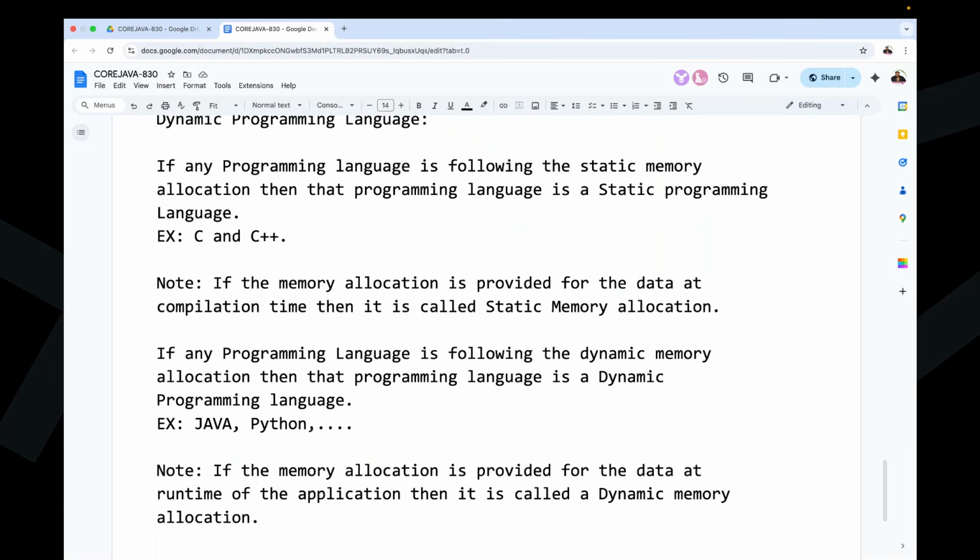Right, now tell me, observe carefully. In a static memory allocation, what is going to happen? Whether we are going to use that memory or not, that doesn't matter. Total memory is going to be allocated. For example, in static memory allocation, if you provide 10 bytes of memory, then there is no guarantee of using 10 bytes of memory at runtime. You may use maybe 5 bytes or 6 bytes or maybe 2 bytes, but we allocated 10 bytes of memory. There is a chance of memory wastage.